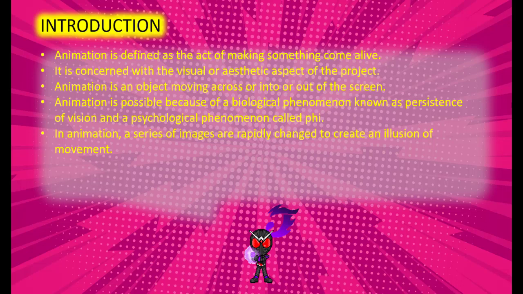Furthermore, animation is possible because of a biological phenomenon known as persistence of vision and a psychological phenomenon called phi. In persistence of vision, an object seen by the human eye remains chemically mapped on the eye's retina for a brief time after viewing. Combined with the human mind's need, phi, to conceptually complete a perceived action, this makes it possible for a series of images that are changed very slightly and very rapidly, one after another, to seemingly blend together into a visual illusion of movement.